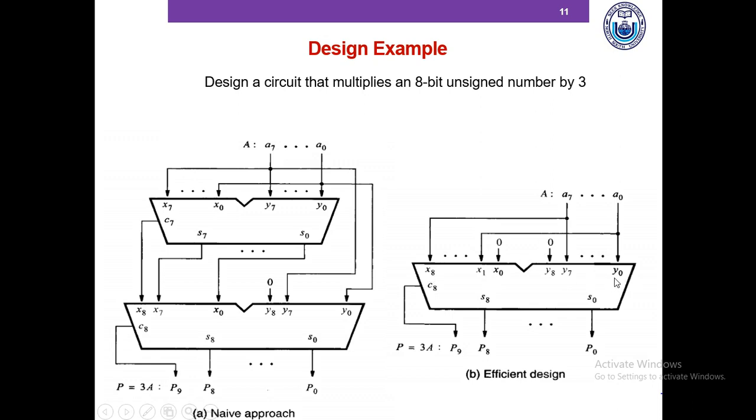So the number A is directly inputted to the Y input of the adder, and the X input of the adder takes a left shifted version of the number A. So if we left shift the number A once, we get 2A, and the unshifted version gives us A, so 2A plus A is equal to 3A. So this adder outputs 3A.